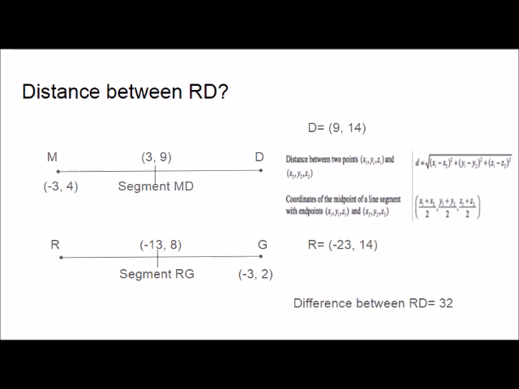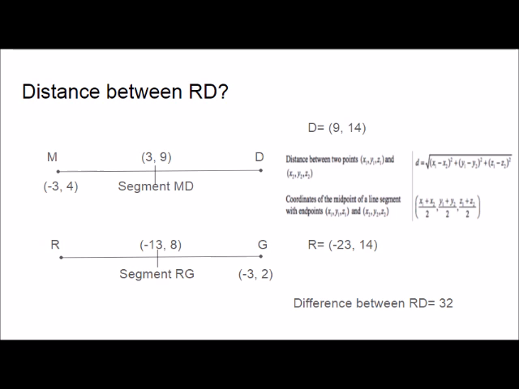-3 goes to 3, so then D would be 9 for the x coordinate, and then 4 goes to 9, so D would be 14 for the y coordinate. So D would have coordinates of (9, 14).